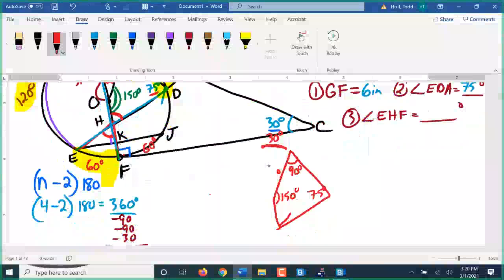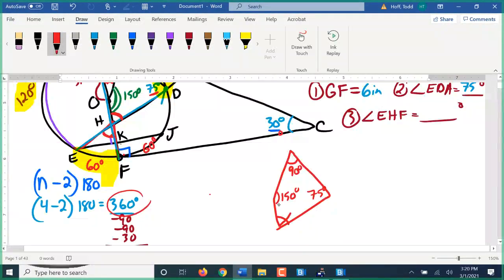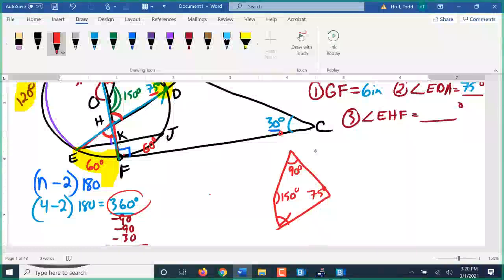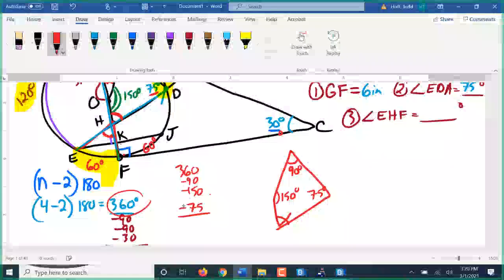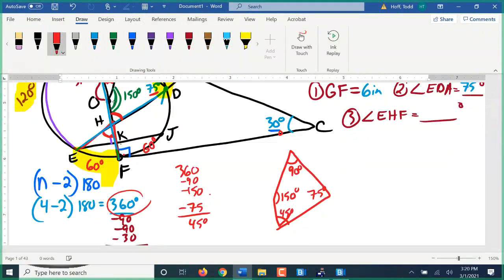Four-sided figure, the angles add up to what again? So if I subtract there, what am I going to get? 360 minus 150 minus 90 minus 75 is, this angle here is 45 degrees. This one, 45 degrees.